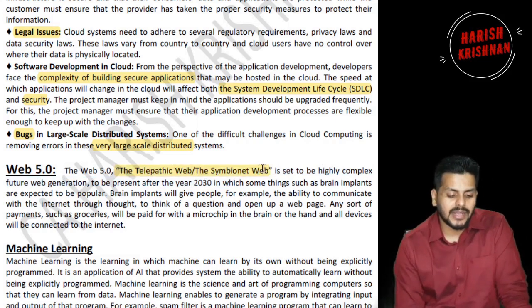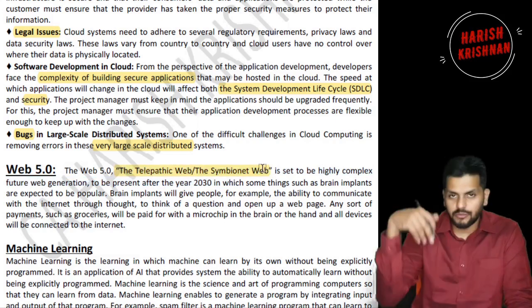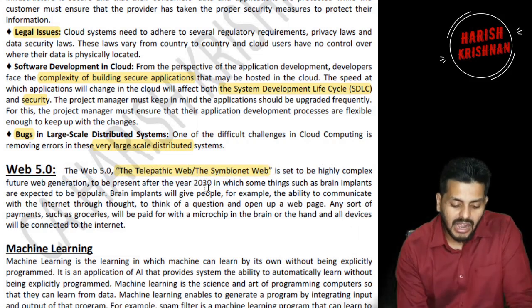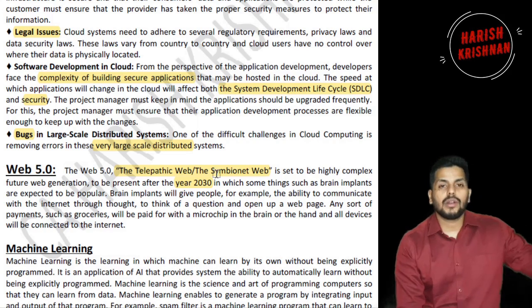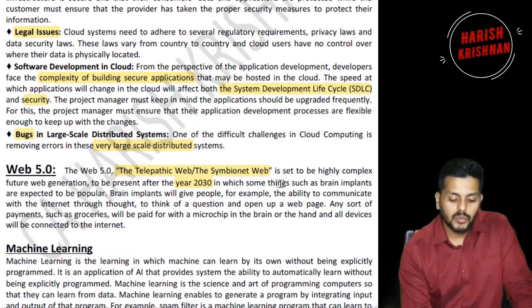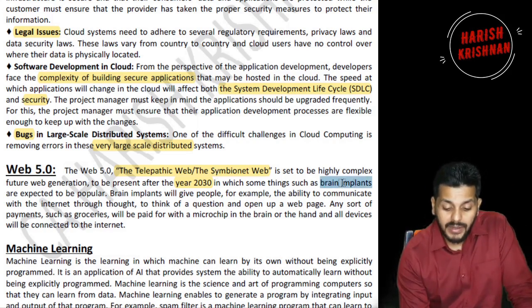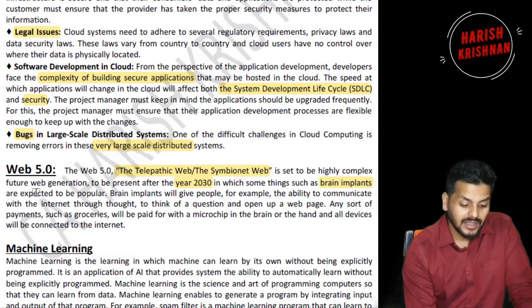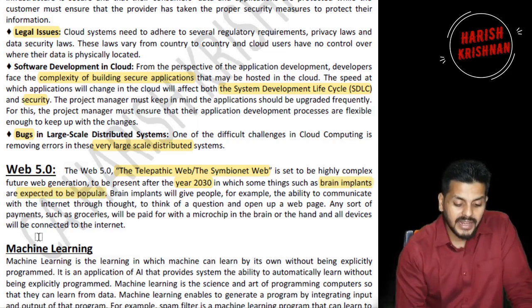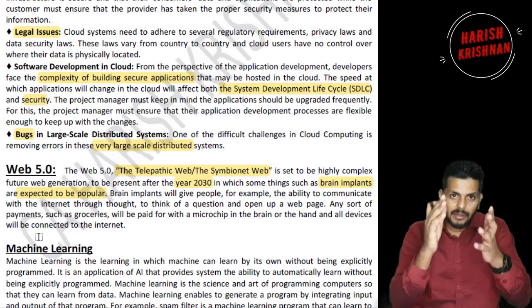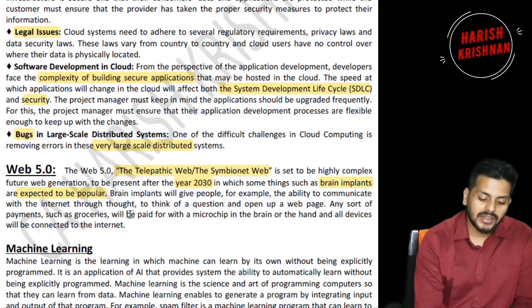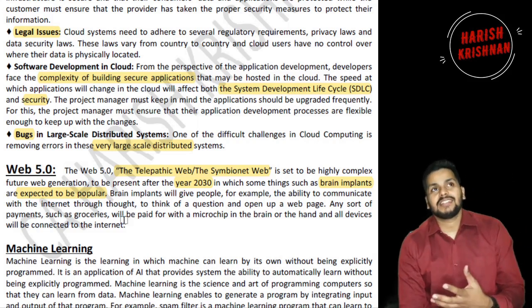It is said to be the highly complex future web generation to be present after the year 2030. So it's not in operation as yet, it's what is going to come in the future, in which some things such as brain implants are expected to be popular. Brain implants will be given to people, so that without talking, they have the ability to communicate with the internet through a thought. Just hard to imagine also.